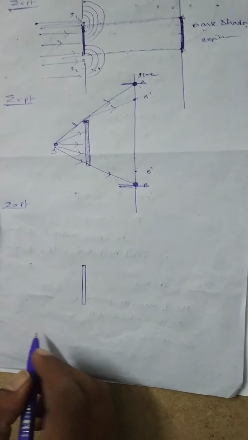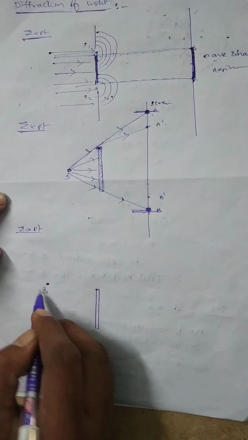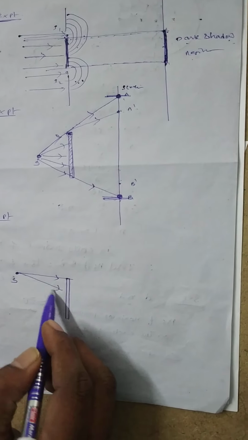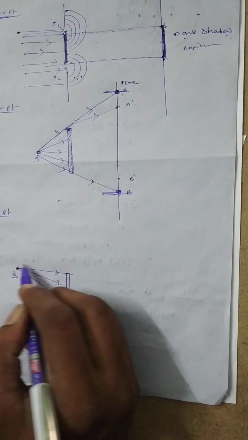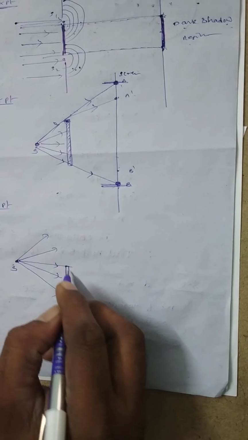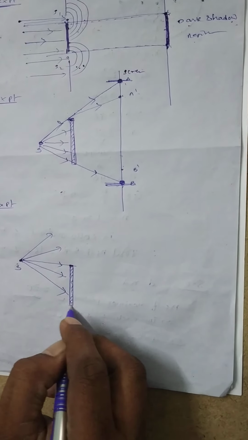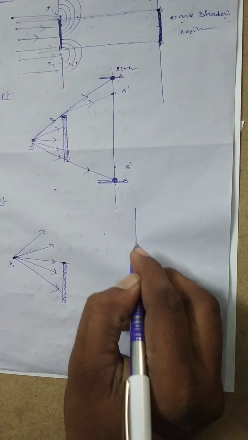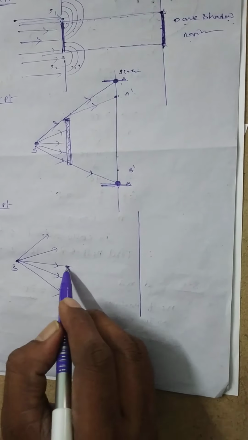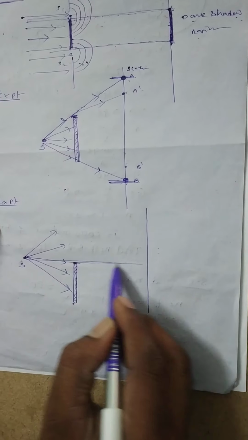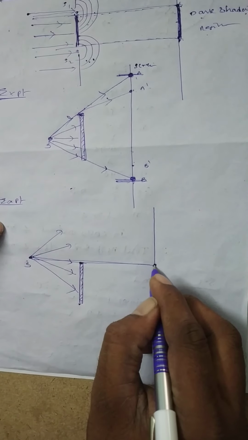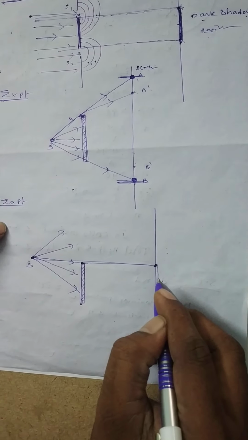This is opaque material. S is a point-wise source, and the light rays coming from the source are incident on this like this, and the source can send the light rays in all directions. It is the opaque material, and this is a screen kept at a certain distance from the opaque material. So this is a straight line. Compulsorily, below this point, it is a completely dark shadow region.